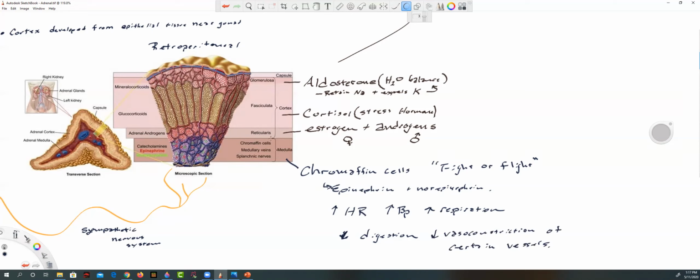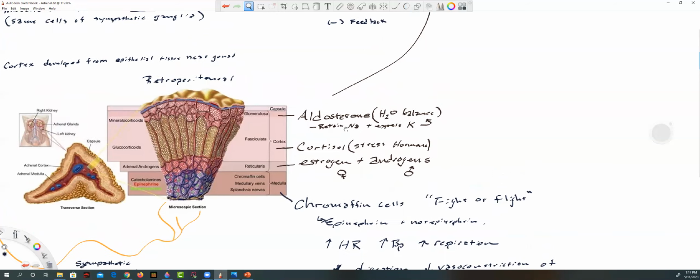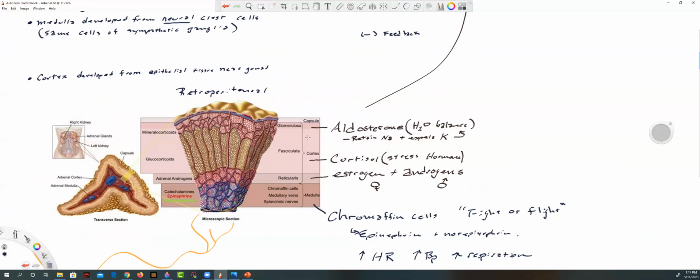And we'll talk a little bit more about how that happens in just a moment. And then outside of the medulla is the cortex. The cortex is 90% of the weight of the gland. And it has 3 levels.